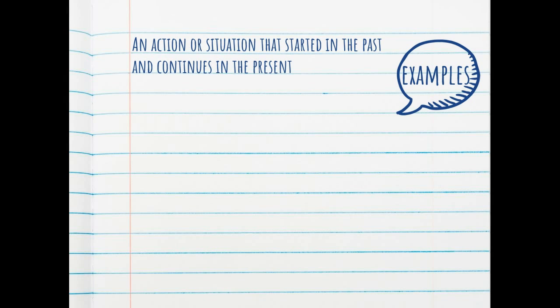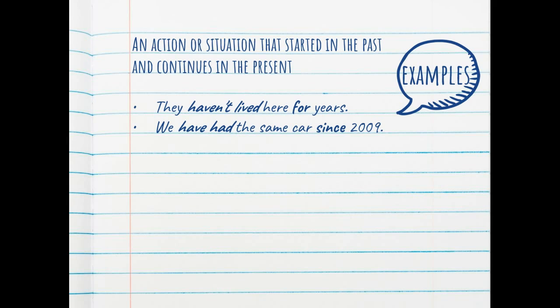Okay. Now, for a second use, an action or situation that started in the past and continues in the present. We have, they haven't lived here for years. Okay. You know that this situation has not happened for a long period of time. And we have had the same car since 2009.